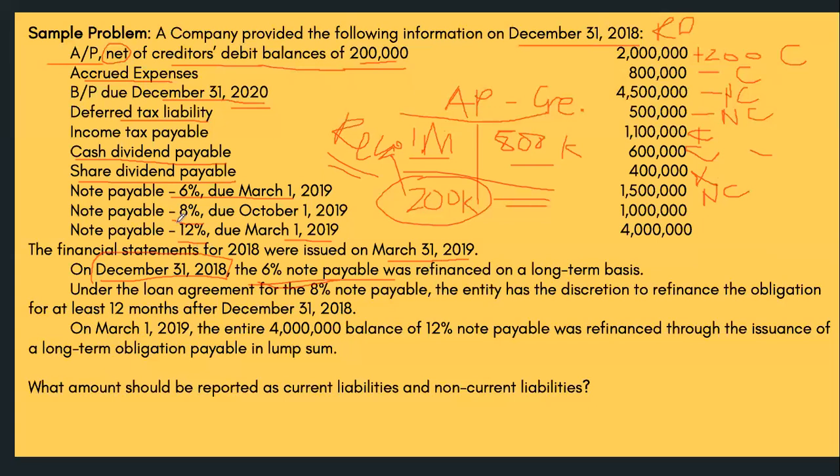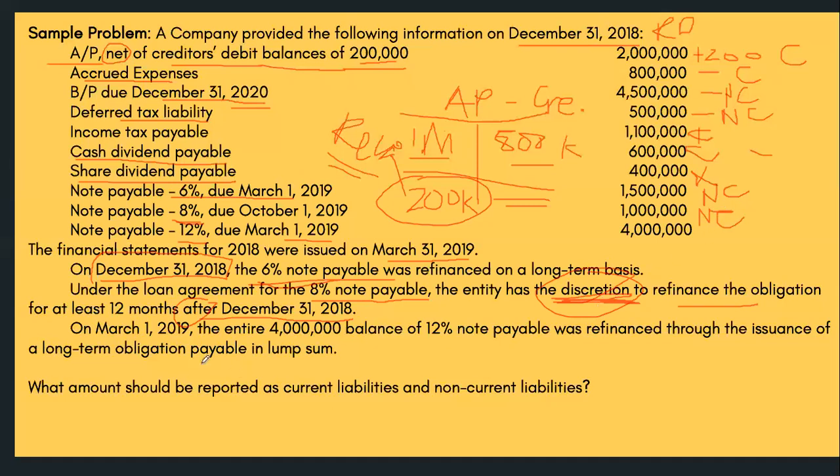Next, how about the 8%? Under the loan agreement for the 8% note payable, the entity has the discretion to refinance the obligation for at least 12 months after December 31, 2018. Take note, after. The entity has discretion, meaning it has the right to refinance the obligation. Automatically, the 8% note payable is classified as non-current because there is discretion.